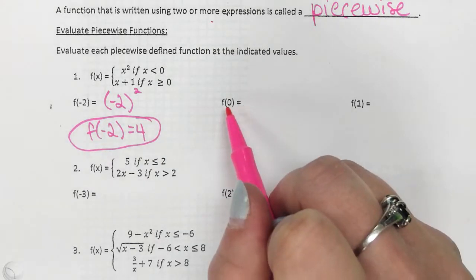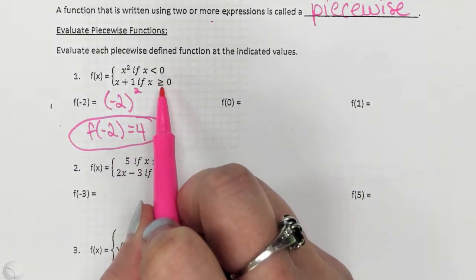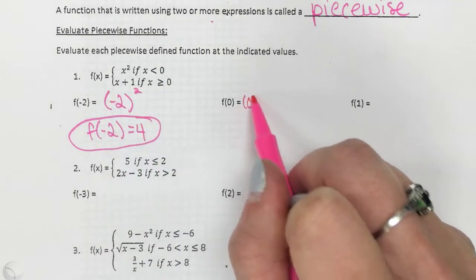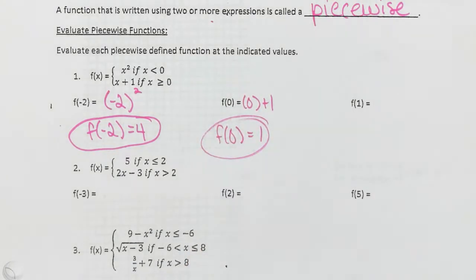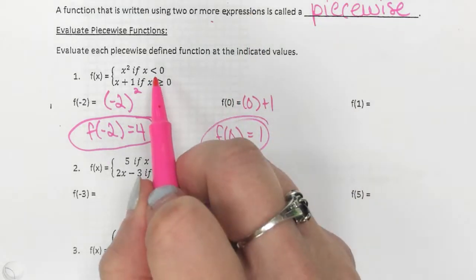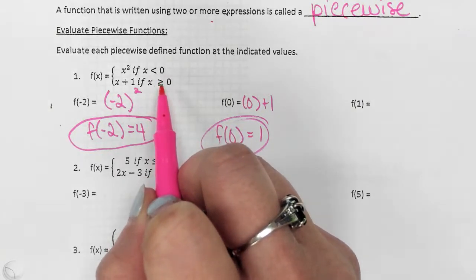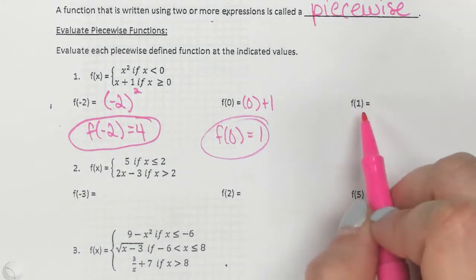All right, 0. So 0 is not less than 0. It is equal to 0. So we're going to plug it into this function, x plus 1. So we're just going to do 0 plus 1. So f of 0 equals 1. That's it. 0 is not less than 0. It's greater than or equal to, it's the equal to 0. That's why I plugged into this one. Everybody know?